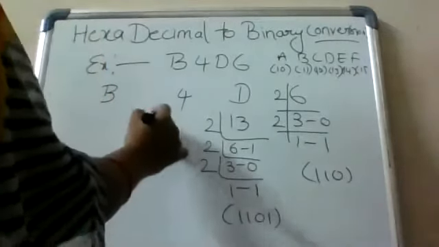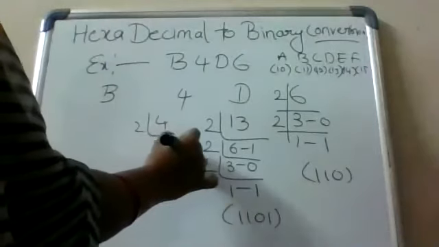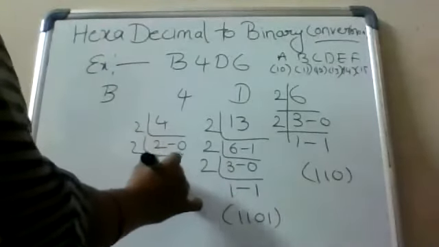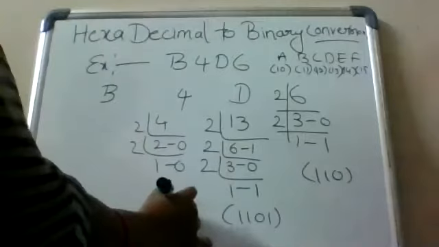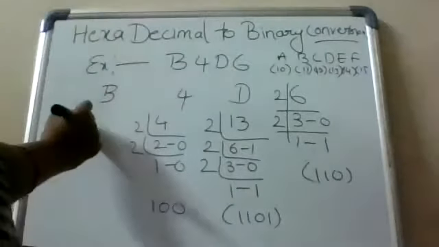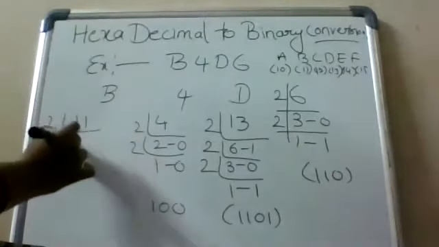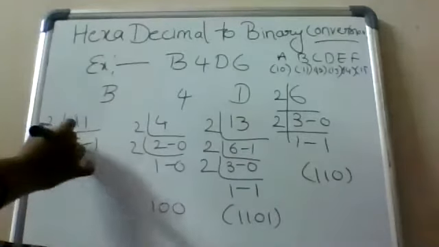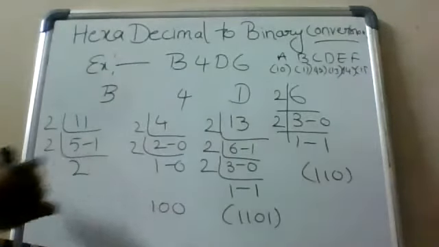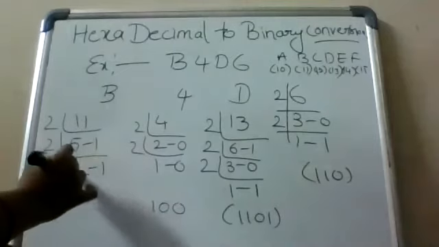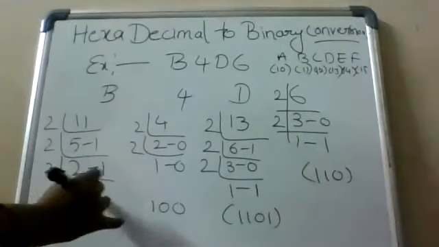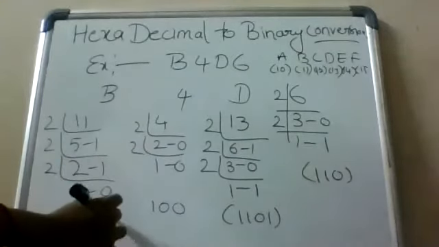Next, 4. Divide with 2. 2 2s are 4, remainder 0. 2 1s are 2, remainder 0. So 1 0 0. B means 11. Divide with 2. 2 5s are 10, remainder 1. 2 2s are 4, remainder 1. 2 1s are 2, remainder 0. So 1 0 1 1.